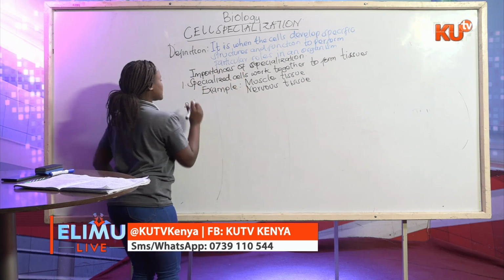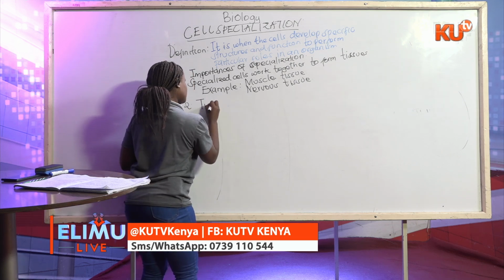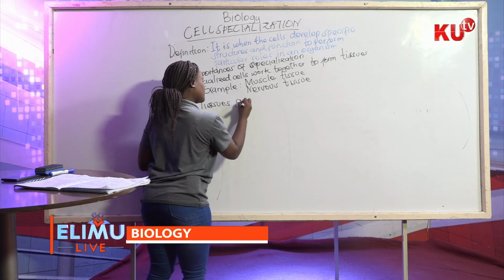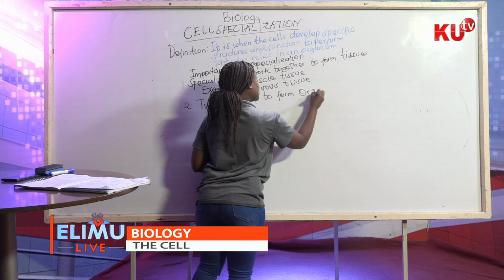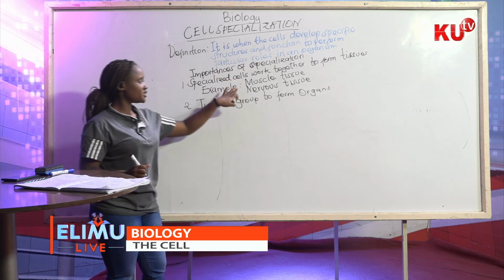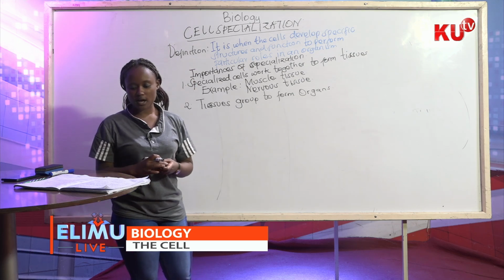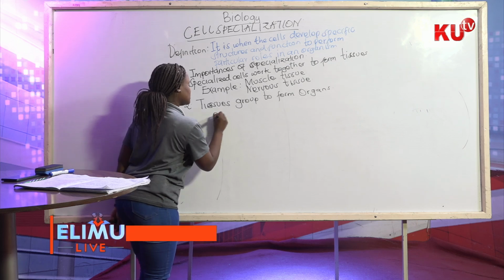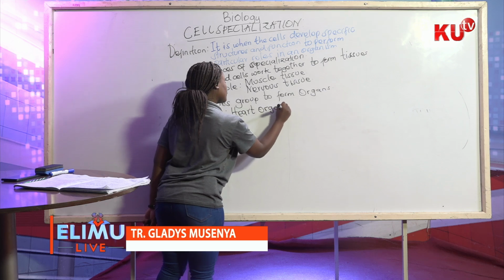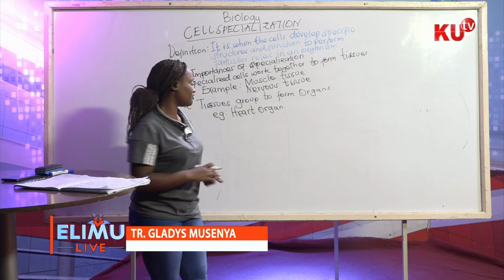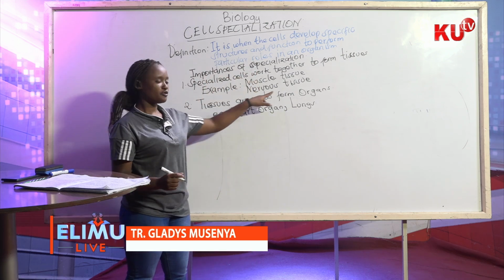Now we go to our second importance of specialization. Tissues group to form organs. The muscle tissues and the nervous tissue group together to form organs. Examples of organs are the heart, the liver, and the lungs.